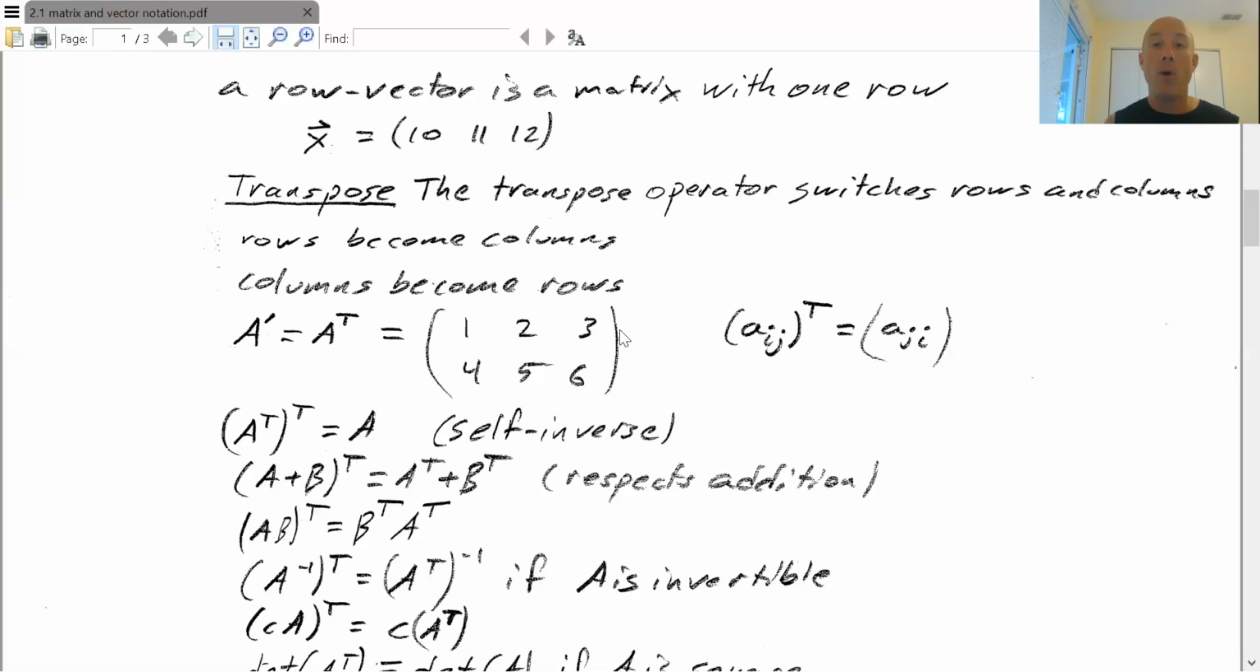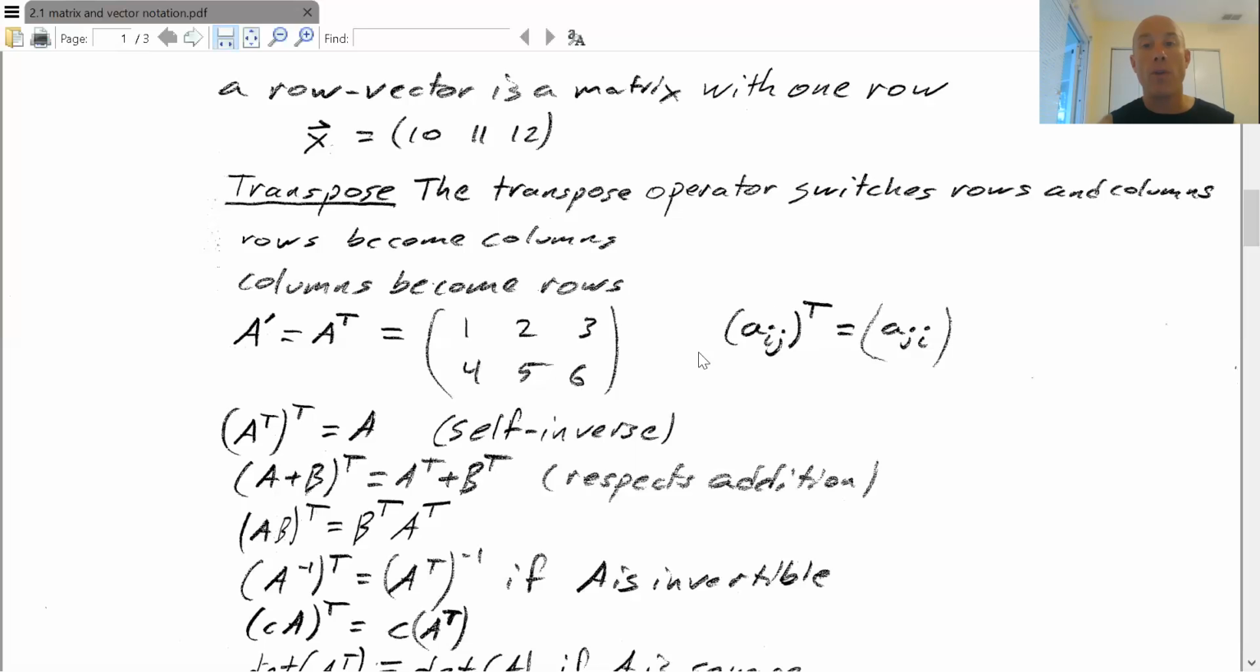Well, when I take the transpose, the second row is 4, 5, 6. Okay, so that is just how the transpose works. It just basically takes the same data and rearranges it into another format. And this will be a very important operation in this class for linear models.